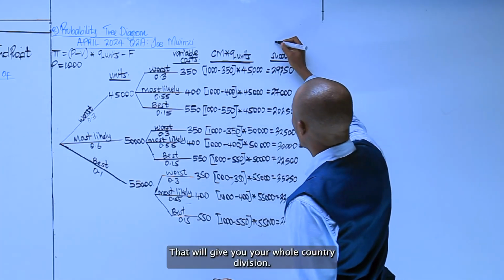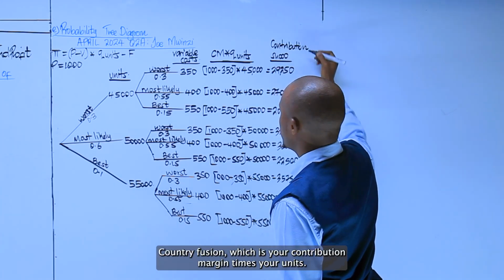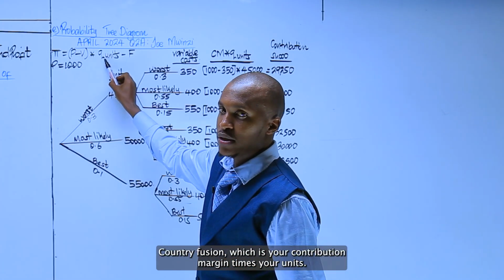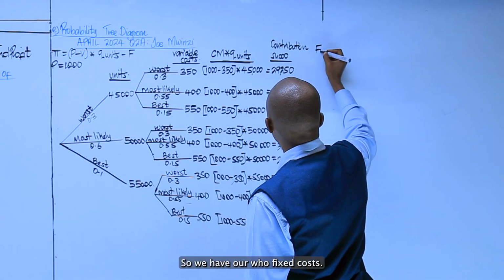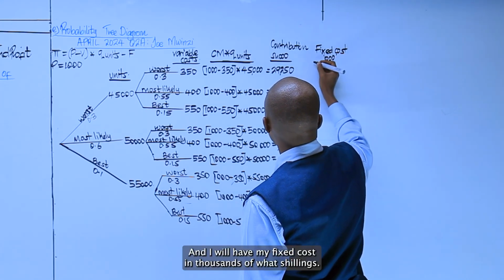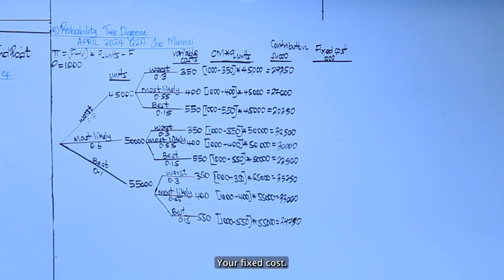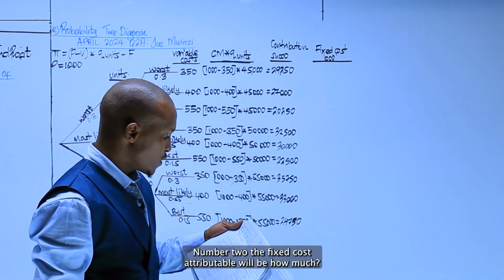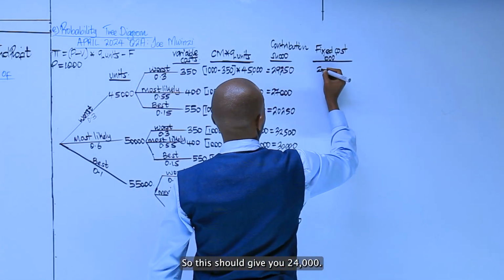That will give you your total contribution, which is your contribution margin times your units. Then you subtract your fixed costs. So let's have our fixed costs, and I will have my fixed cost in thousands of shillings. So you need to indicate that. Your fixed cost, what were they saying? Note number 2. The fixed cost attributable will be 24 million. So this should give you 24,000.